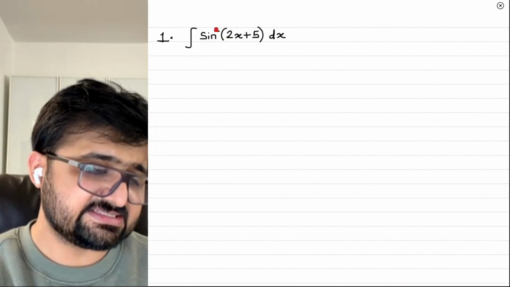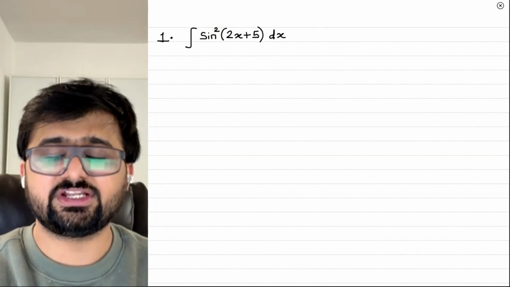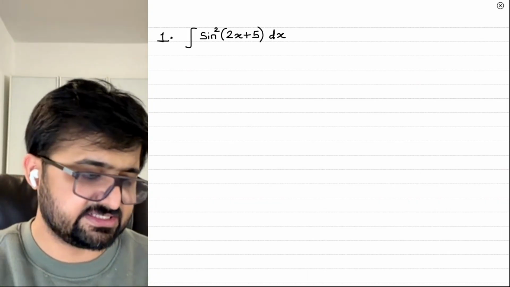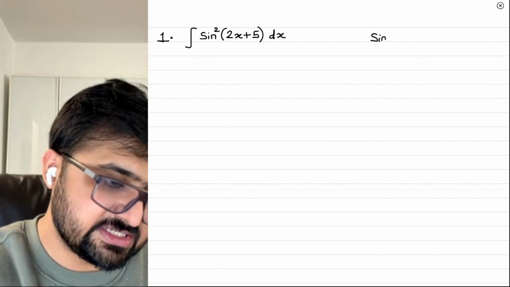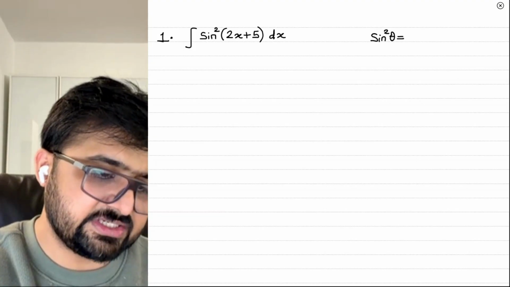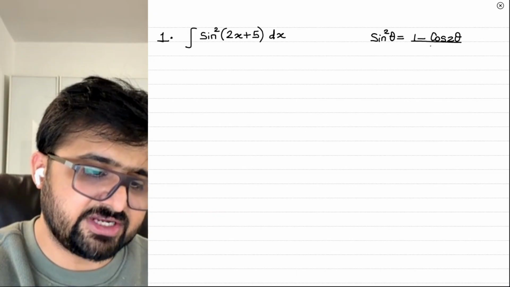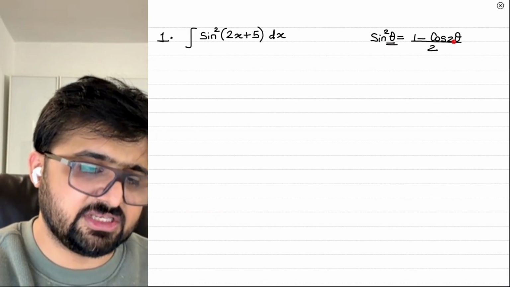Now the moment I see sine to the power 2, I know that I want to convert that power 2 into power 1 using the formula that we discussed. We know that for sine square theta, the formula is (1 minus cos 2 theta) divided by 2. So that angle becomes double on this side.